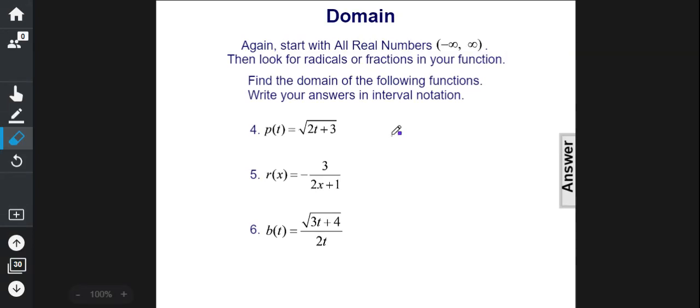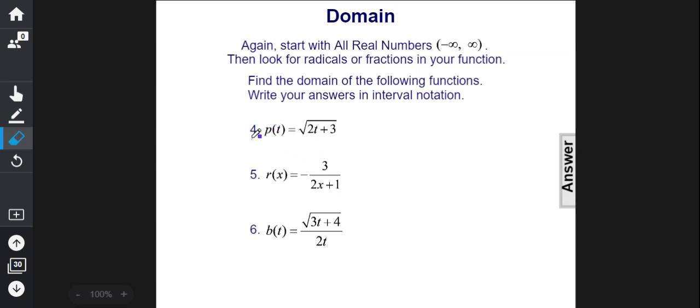Okay, so at this point, you should have tried 4, 5, and 6, and I think you've probably already discovered that you can drag out the answers to check your answers, using the little hand. But what I'm going to do is just walk you through how to get those answers. So that's where some of you may have questions.